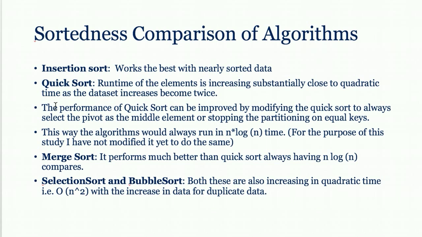So, as we will notice, when the animation is on, insertion sort works the best with nearly sorted data. Quicksort is not so good. Merge sort performs much better than quicksort, at least, which has n log n compares. And selection and bubble sort are also quadratic, but they're still better than quicksort. So let's get on with the animation.